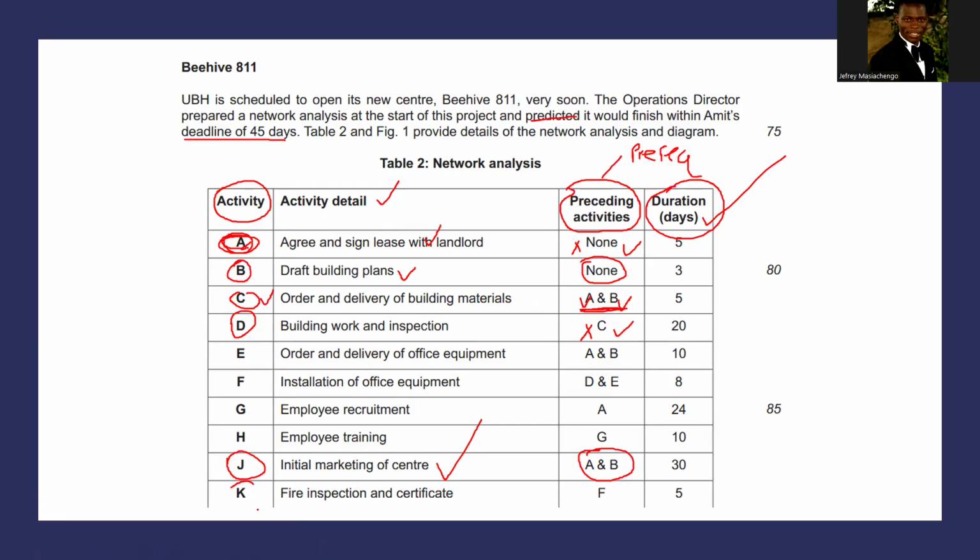K means K is the activity, but it's following the completion of F. Look at this one. K takes how many days? 5 days. Look at this one. G, which is recruitment of employee, takes how many days? 24 days. You are a genius. Then activity E takes how many days? 10 days. You are a genius. Keep on going. I think this is simple.